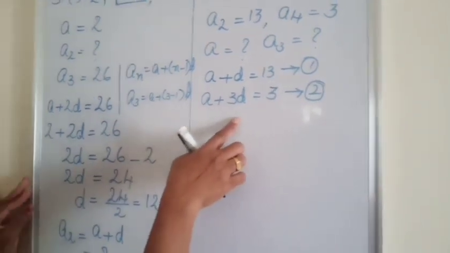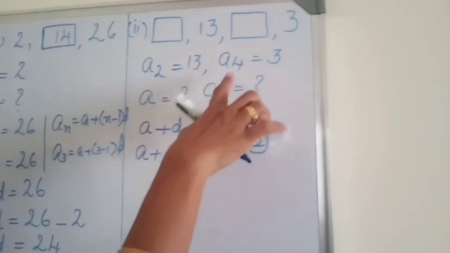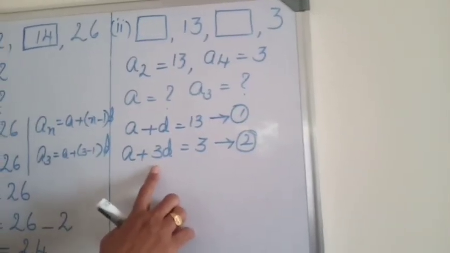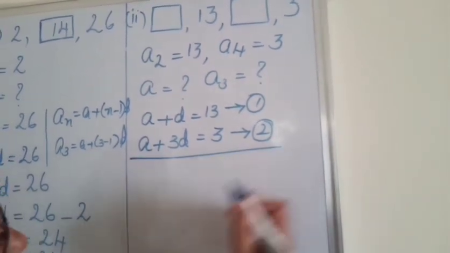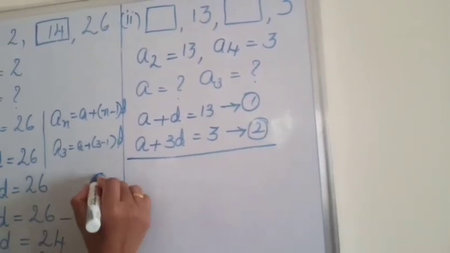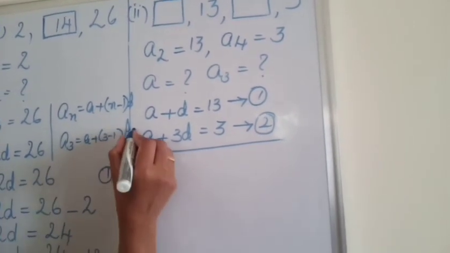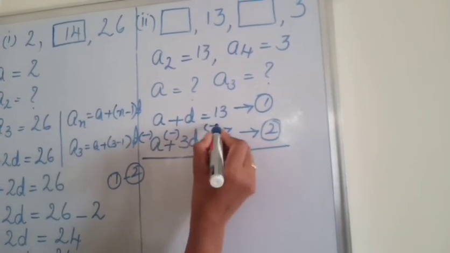So once again I will repeat. A2 is nothing but A plus D, general form, and A4 is A plus 3D. Here it will become 3. So now what we have to do is, we are going to subtract these two equations. Equation 1 minus equation 2. You all know that when we subtract, we will change the sign. Each and every term's sign should be changed.